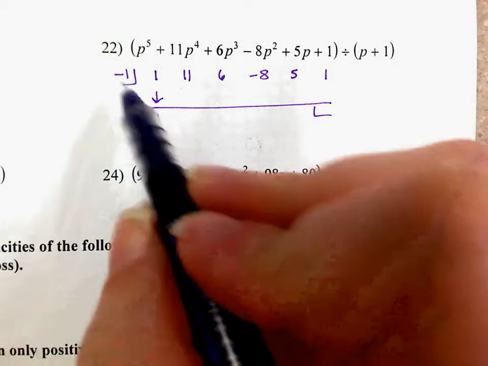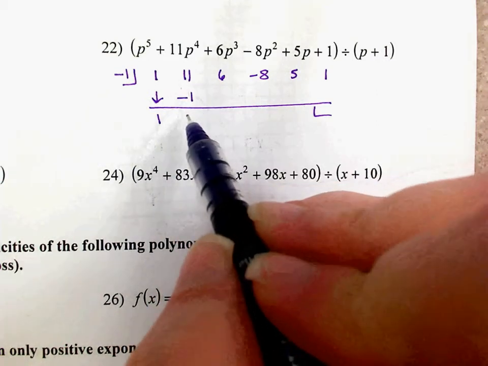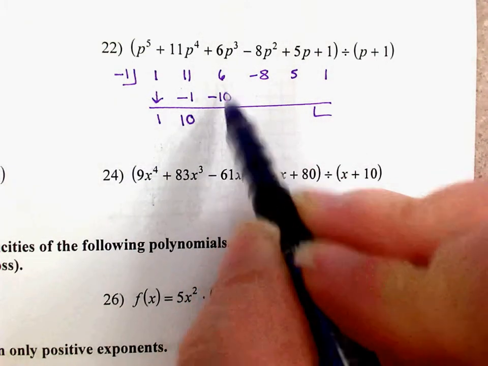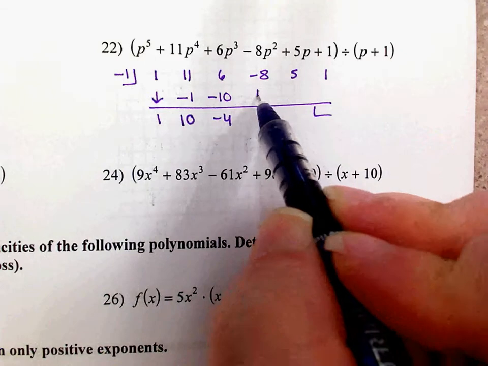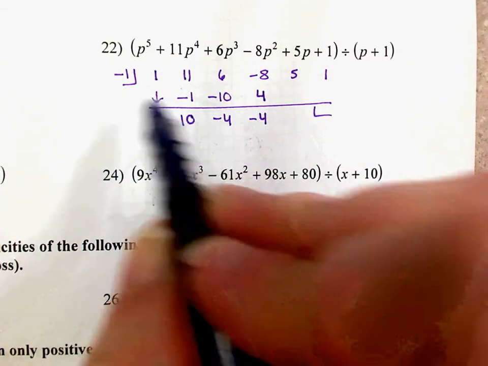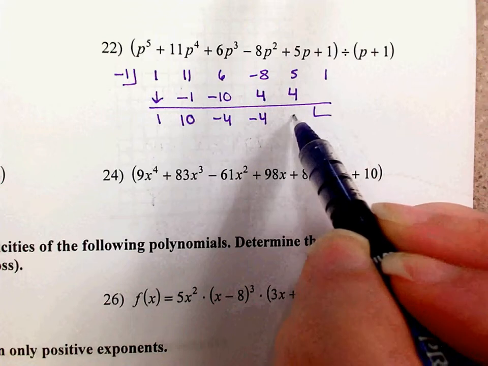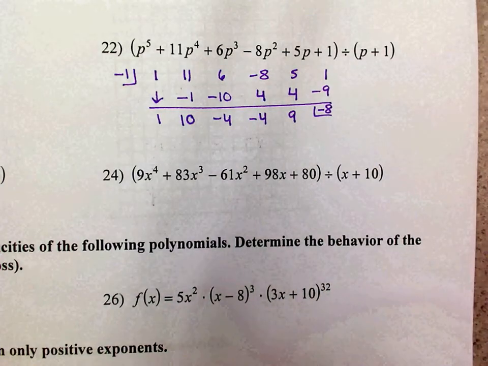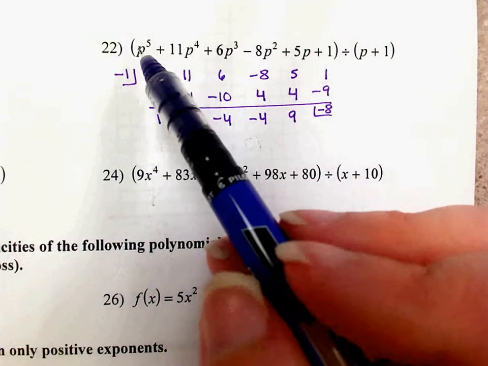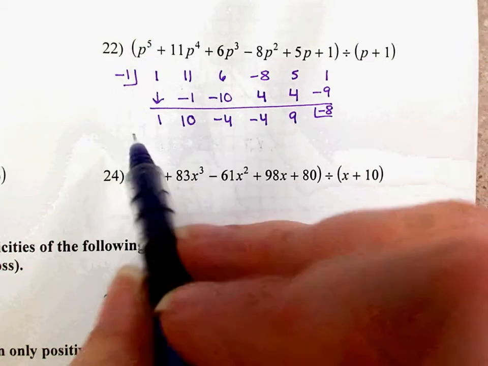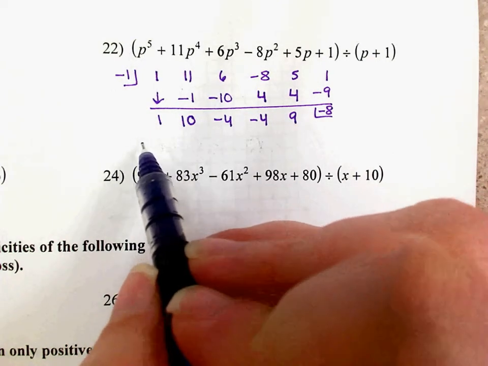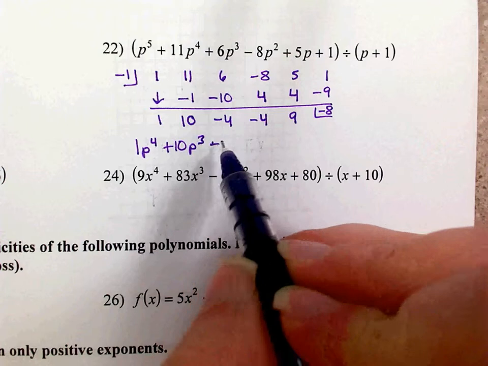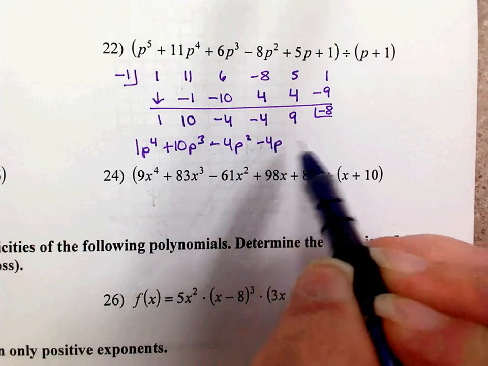Negative 1 times 10 is? Add them up and I get? Multiply and I get? Add and I get? Multiply and I get positive 4. Negative 9 and negative 8. Okay, I started with a quintic function, so I should end up with a quartic. So 1p to the 4th plus 10p cubed minus 4p squared minus 4p plus 9, and then what? There you go. Minus 8 over p plus 1.